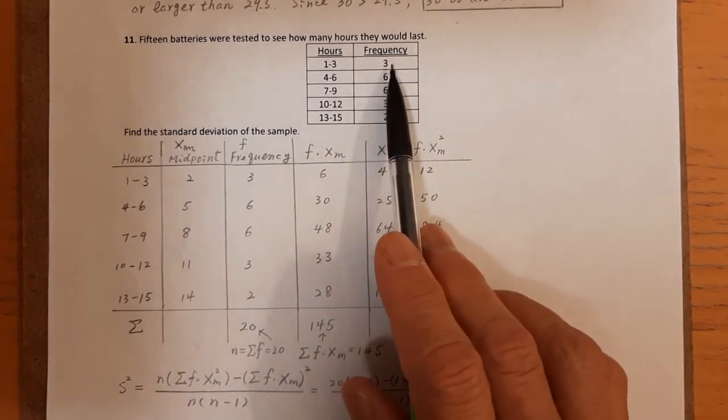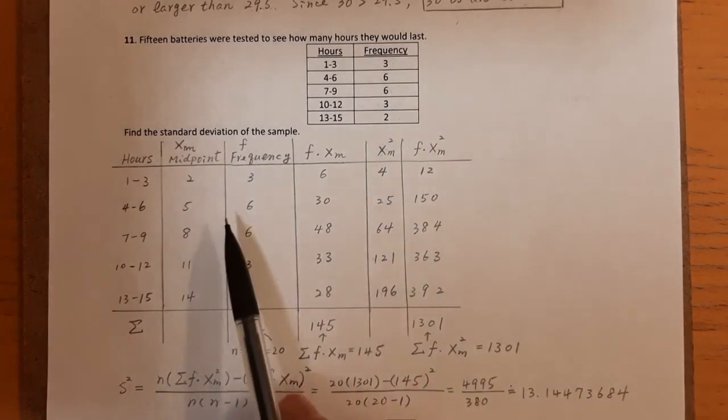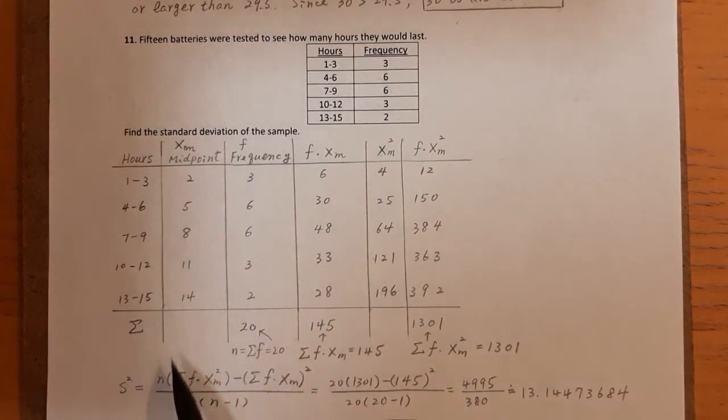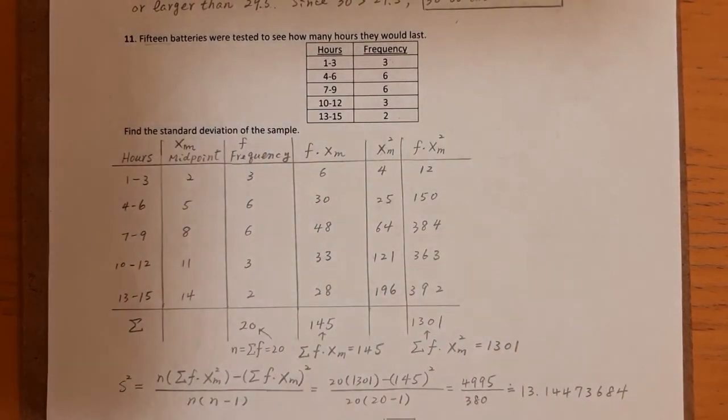If you add those together, 3 add 6, add 6, add 3, add 2, the total summation is equal to 15. The summation is 15 batteries.